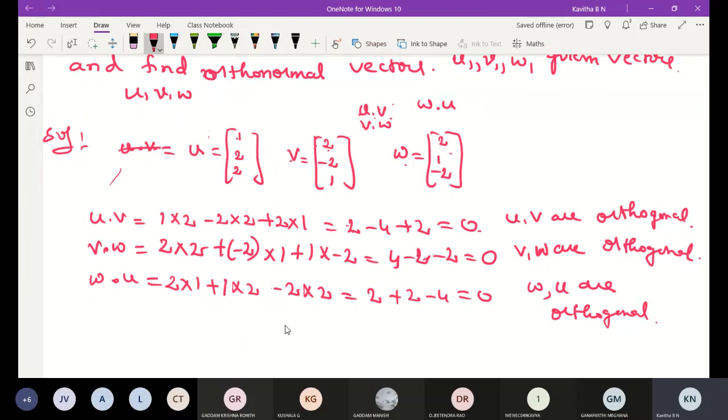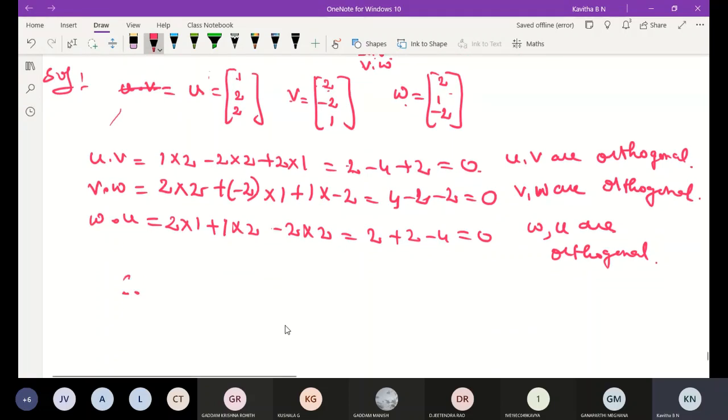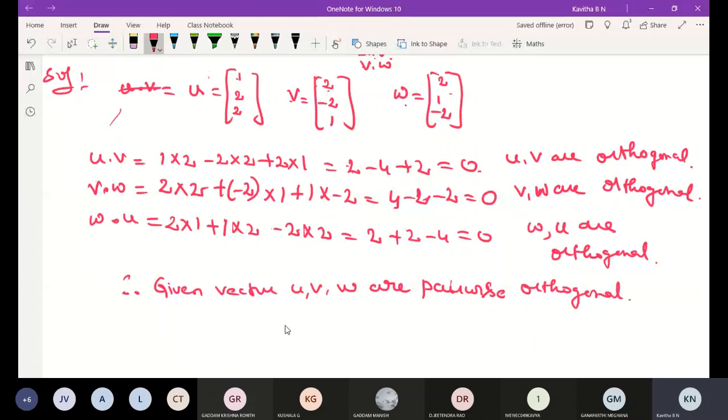Okay, understood? Therefore, the vectors u comma v comma w are pairwise orthogonal. Here, to find the length of u comma v comma w.